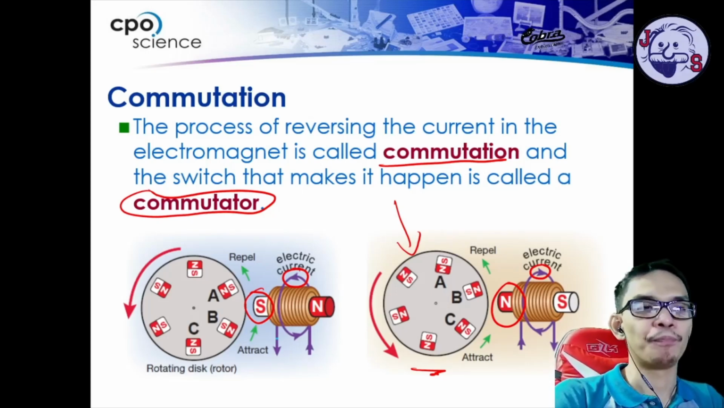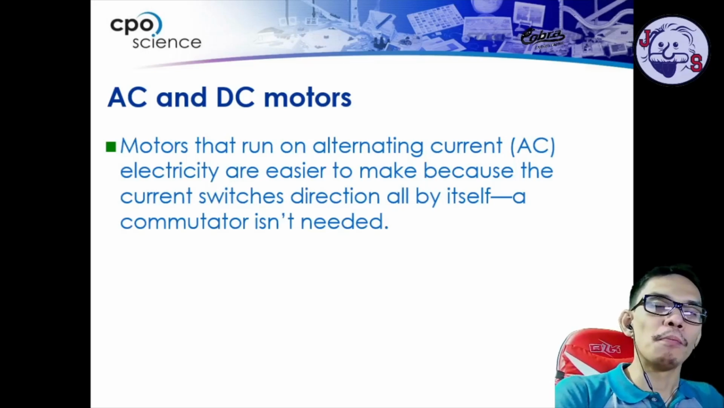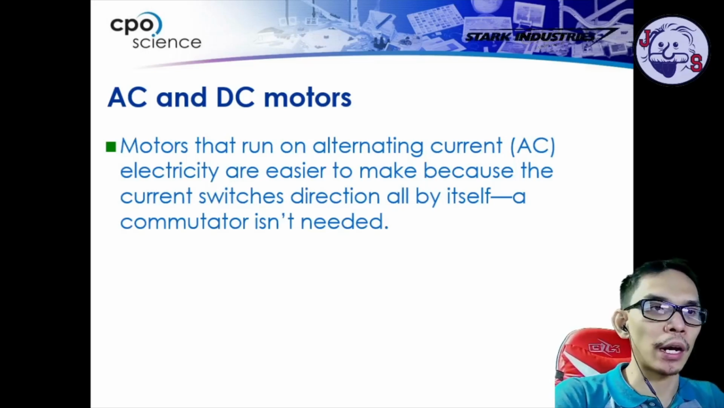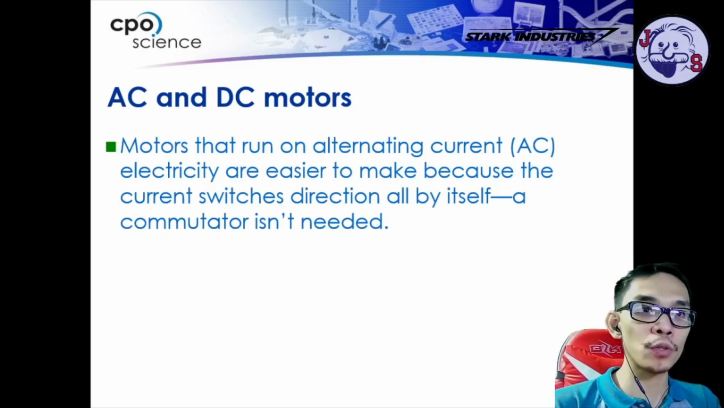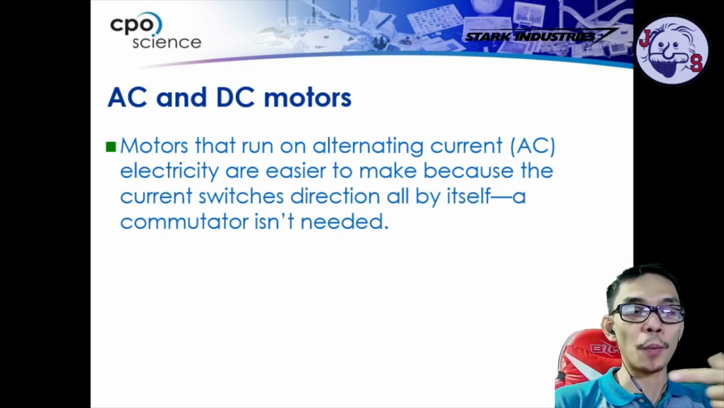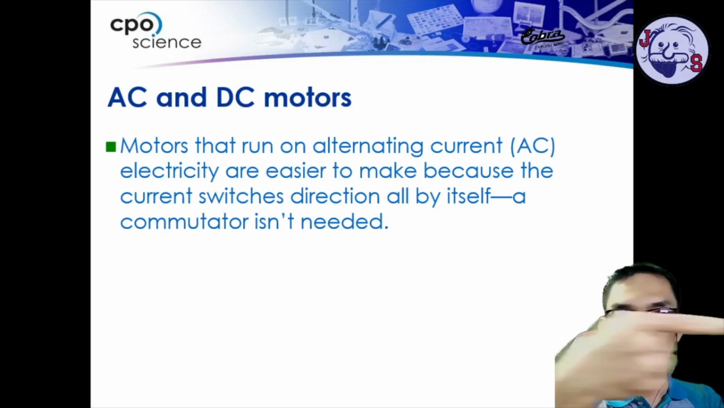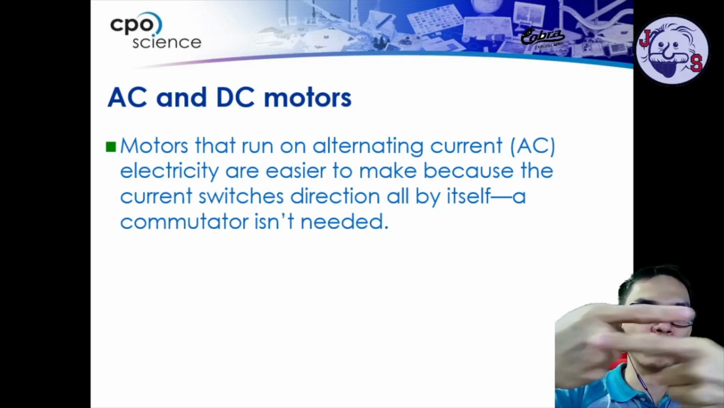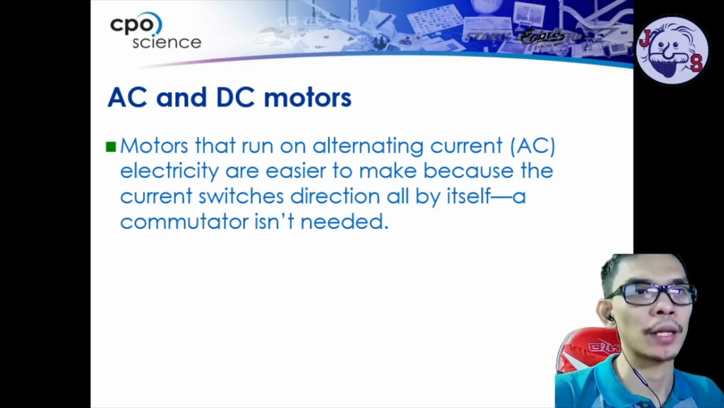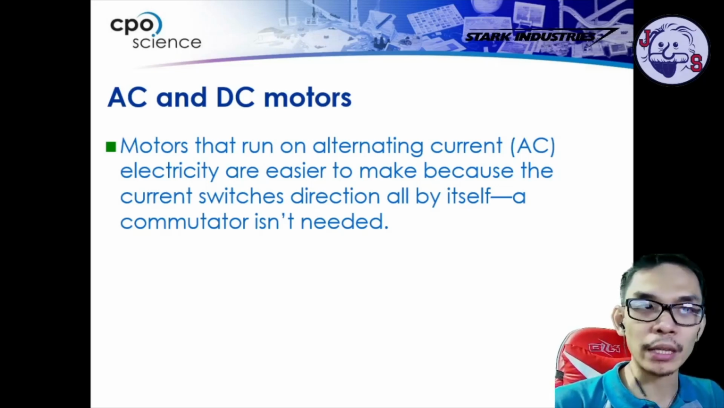So we have here the AC and DC motor. Motors that run on alternating current. So what is an alternating current? An alternating current is a form of current that goes into opposite direction. There's a current that goes this way, and there's a current that moves the other way. So, opposite direction. That's alternating current, and it was developed by Nikola Tesla himself.